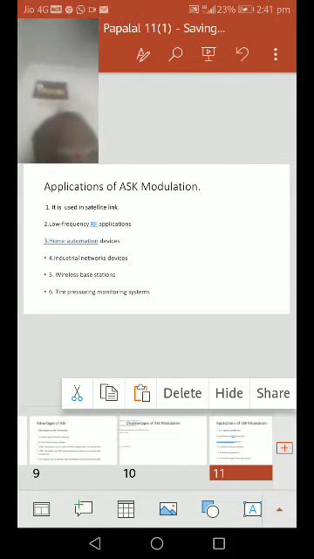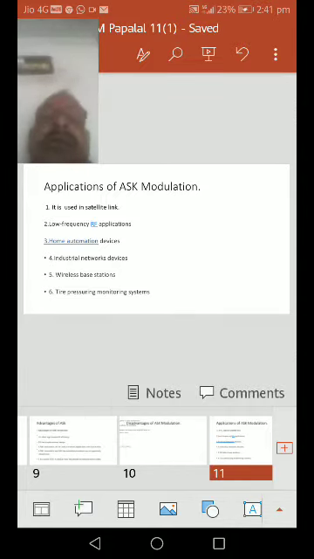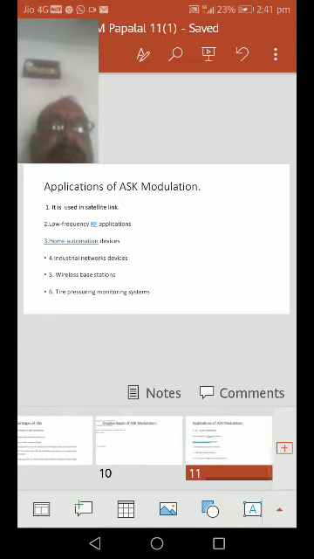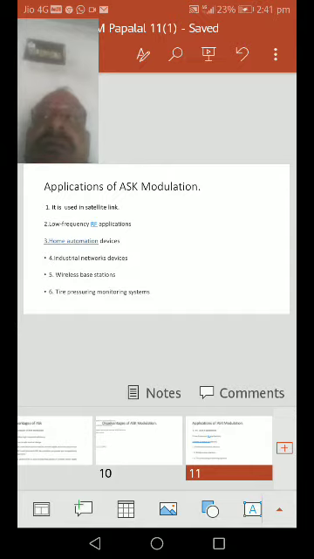Applications of ASK. It is used for satellite links. Another is low frequency RF applications and home automation devices. Fourth, industrial network devices, wireless base stations and tire pressure monitoring systems.